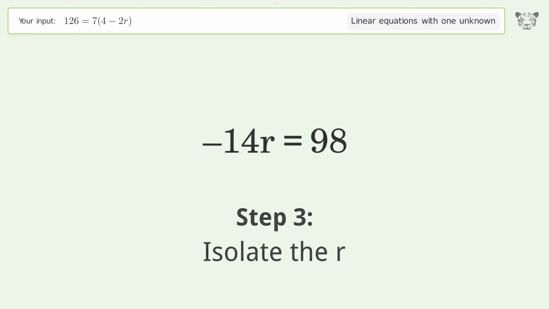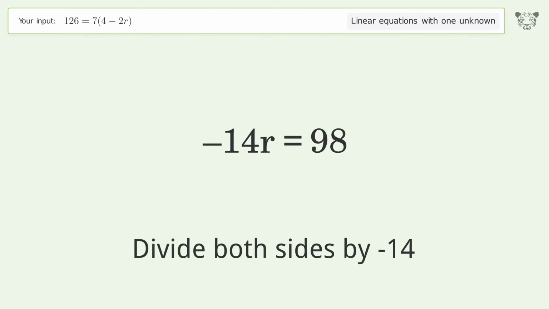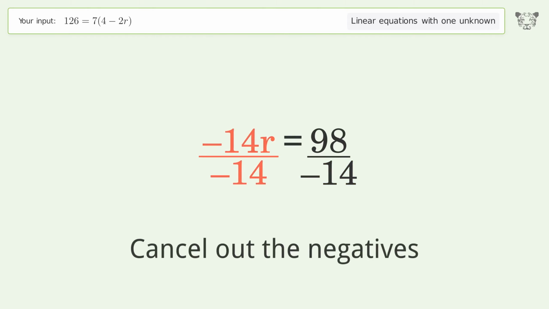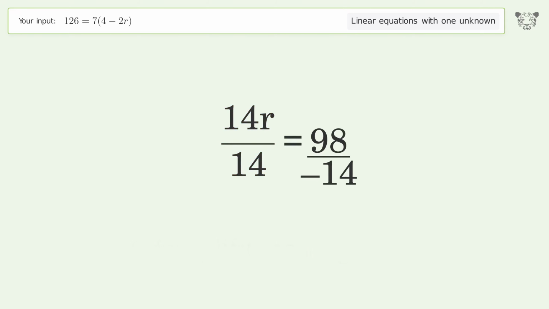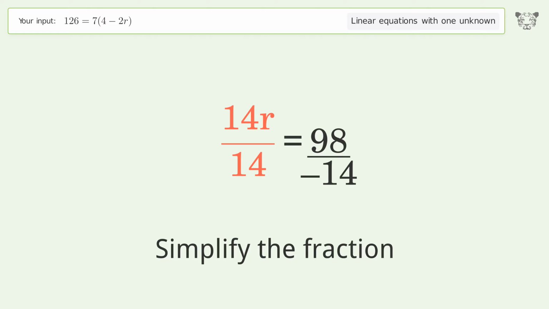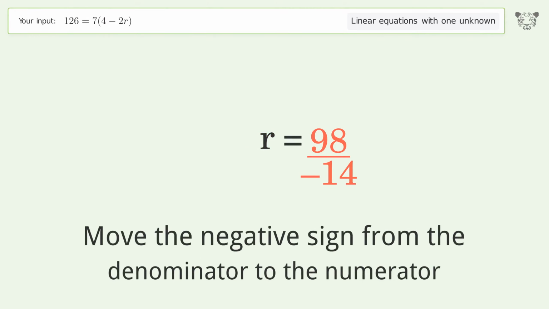Isolate the r. Divide both sides by -14. Cancel out the negatives. Simplify the fraction. Move the negative sign from the denominator to the numerator.